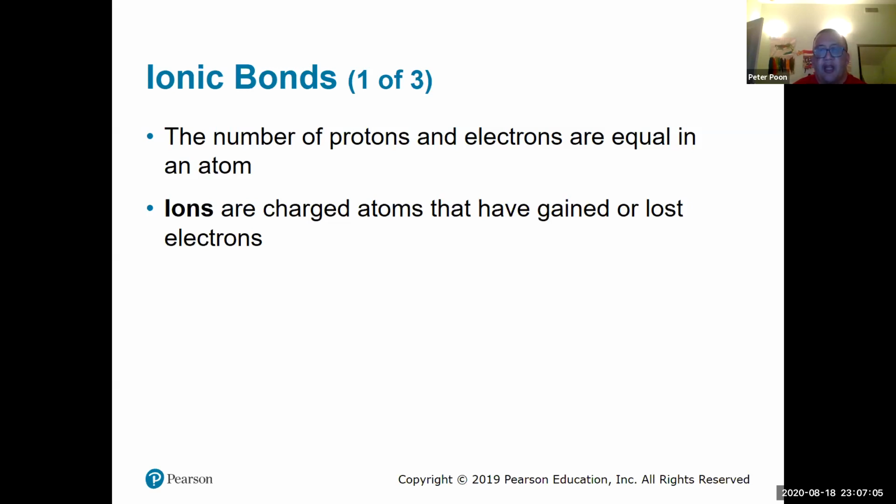The number of protons and electrons are equal in an atom. So if I lose an electron, I become positively charged. If I gain an electron, I become negatively charged. If I'm positively or negatively charged, I'm called an ion.